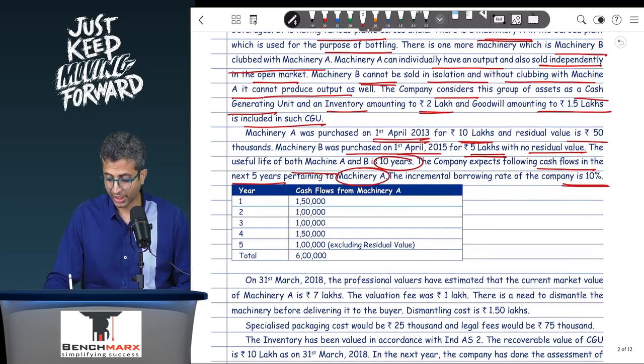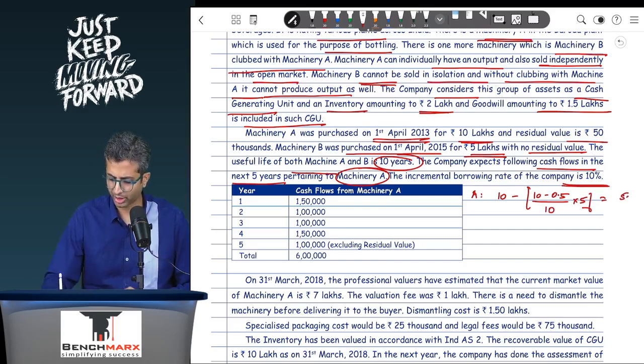So if I want to find what is the carrying value of my cash generating unit, I can say there is machinery A in my cash generating unit. For example, if I look at machinery A in my cash generating unit, what is the carrying value? Well, I started at 10 lakhs and then I will subtract depreciation, that is 10 minus 0.5, this is 50,000 residual value, divided by 10 years, out of which 5 years have gone by from 2013 to 2018, and hence if I do this working, I will probably get 5.25. You can do this calculation, it will probably come to 5.25.